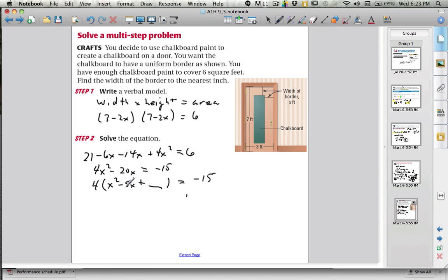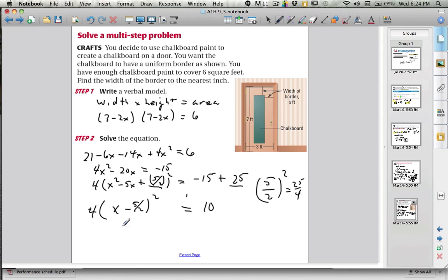If I go through, I want to take 5 divided by 2 and square it. So I'm going to put 5 halves squared in here. And over here, that's 25 fourths, and it's going to be multiplied by 4, so that's just going to be 25. Okay, so over here, I'm going to get 10. And over here, I'm going to get 4 times x minus 5 halves squared.